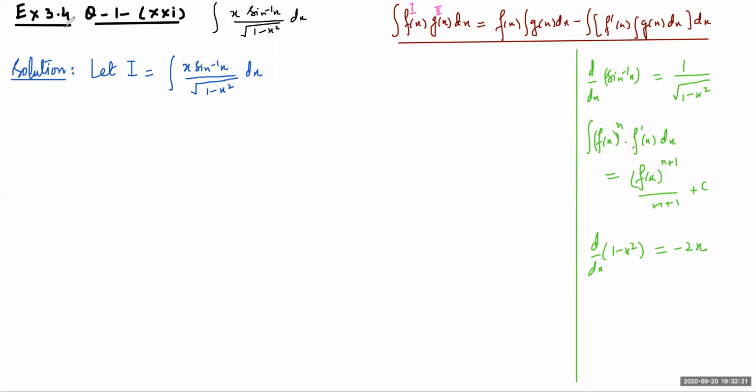Bismillahirrahmanirrahim. Exercise 3.4, question number 1, part 21. Integral of x sine inverse x divided by square root of 1 minus x square into dx.